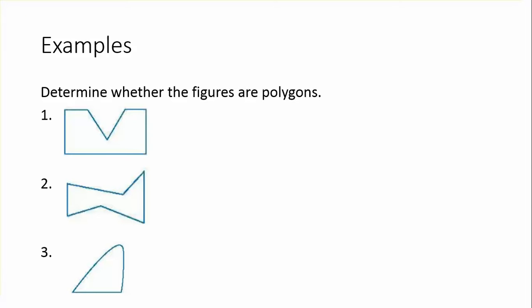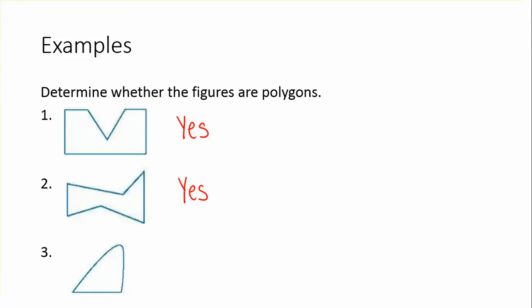So let's determine whether the figures are polygons. In example 1, if we count the sides, it has 1, 2, 3, 4, 5, 6, 7 sides. It is an enclosed figure. We don't have any open edges anywhere. We don't have any rounded sides. So this is a polygon. Example 2, if we count the sides here, we have 1, 2, 3, 4, 5, 6. It has 6 sides. It is a closed figure. Again, we don't have any curved lines or open edges anywhere, so yes, this is also a polygon.